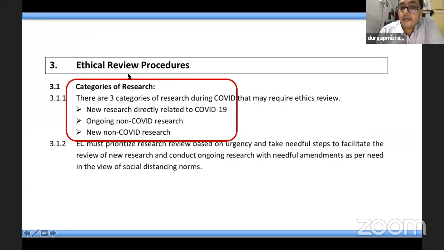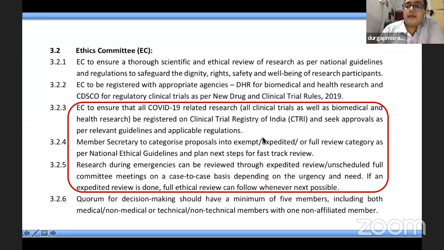So now there are three categories of research: new research directly related to COVID-19, ongoing non-COVID research, and new non-COVID research. So again, the ethics committee has to prioritize research review based on urgency and take needful steps to facilitate review of new research and also conduct ongoing research with needful amendments, keeping in mind social distancing norms. And this could be done by meeting through video conference and/or WhatsApp calls or Zoom calls like we are on right now.